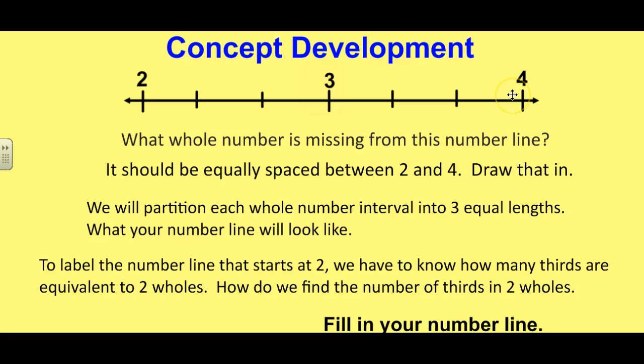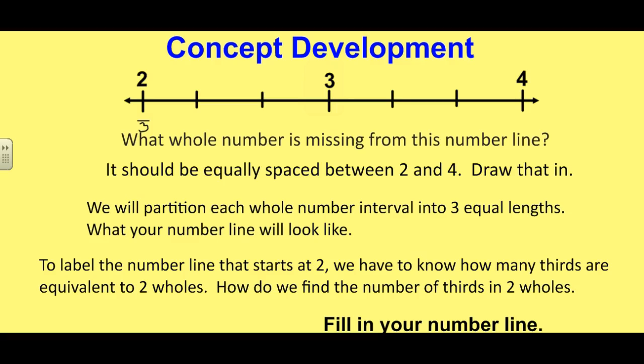So this time we're once again not starting at 0 on the number line, but we're also not starting at 1 whole. We're starting at 2 wholes, so you know that we're working with a fraction that's going to have a denominator of 3, but what you have to ask yourself is how many thirds are equivalent to 2 wholes, or how many thirds would equal 2 wholes.